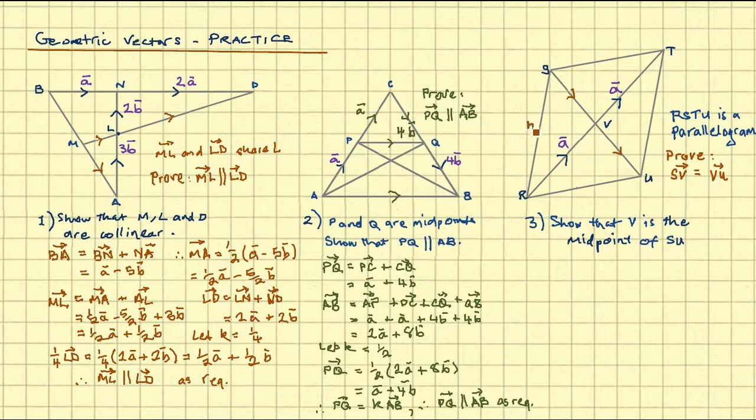So what we need to do first of all is define another vector. To get from S to V, we need to go down here and up here. So it makes sense to draw our vector in this direction, so that now we have S to V equal to S to R plus R to U. So express S to V equals S to R plus R to U in terms of A and B.